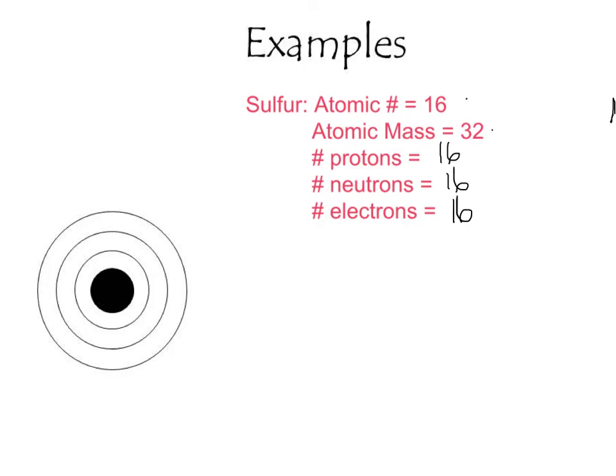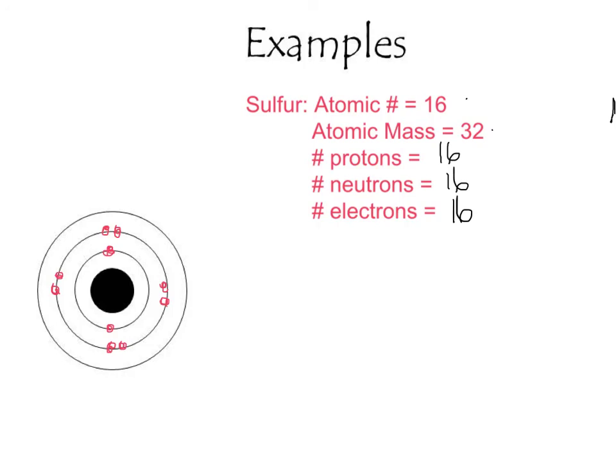So let's go ahead and fill this up. If you remember, the first energy level can only hold 2 electrons. So I have 1, 2, okay? And the second energy level can hold a maximum of 8. So let's put that in. 1, 2, 3, 4, 5, 6, 7, 8. We currently have a total of 10 electrons.